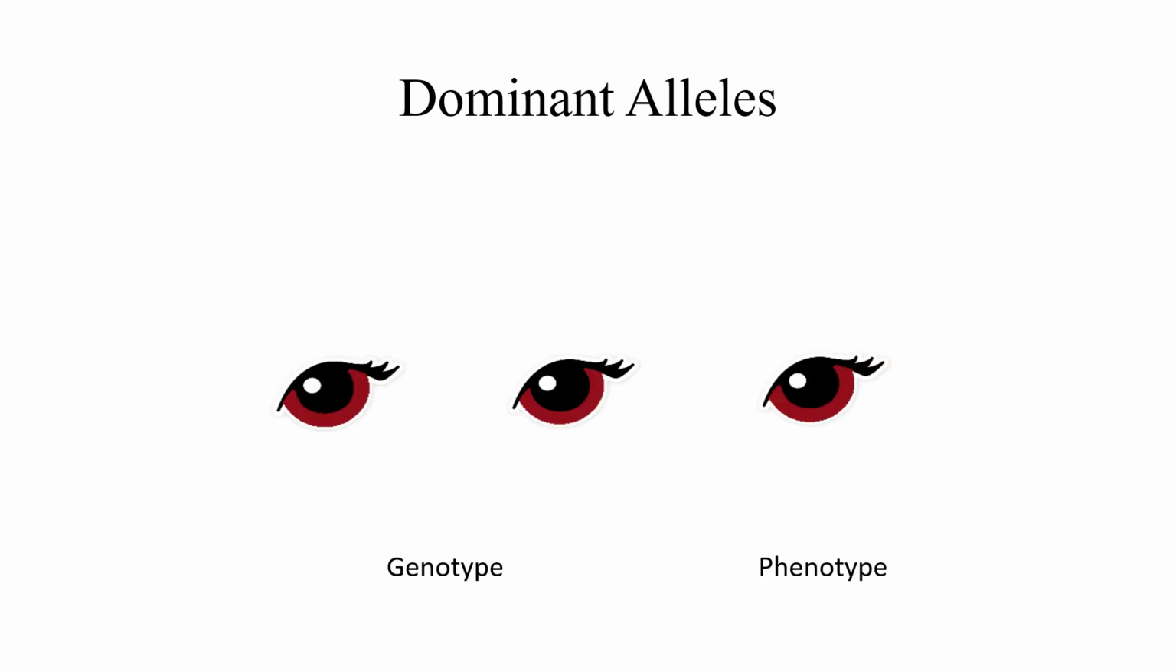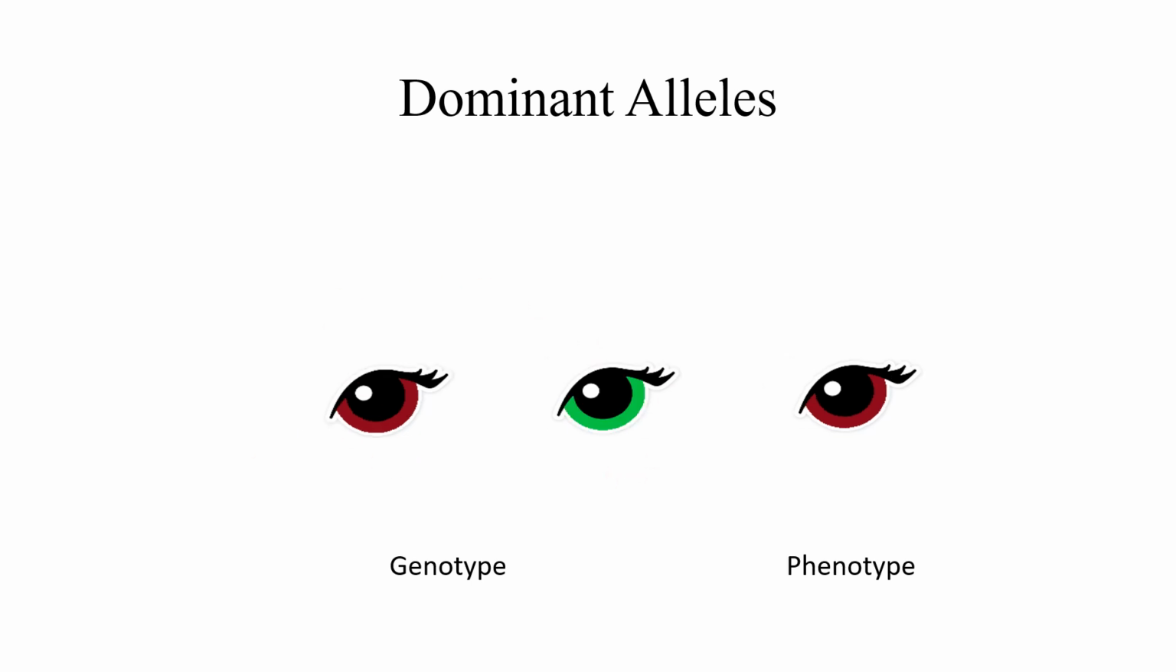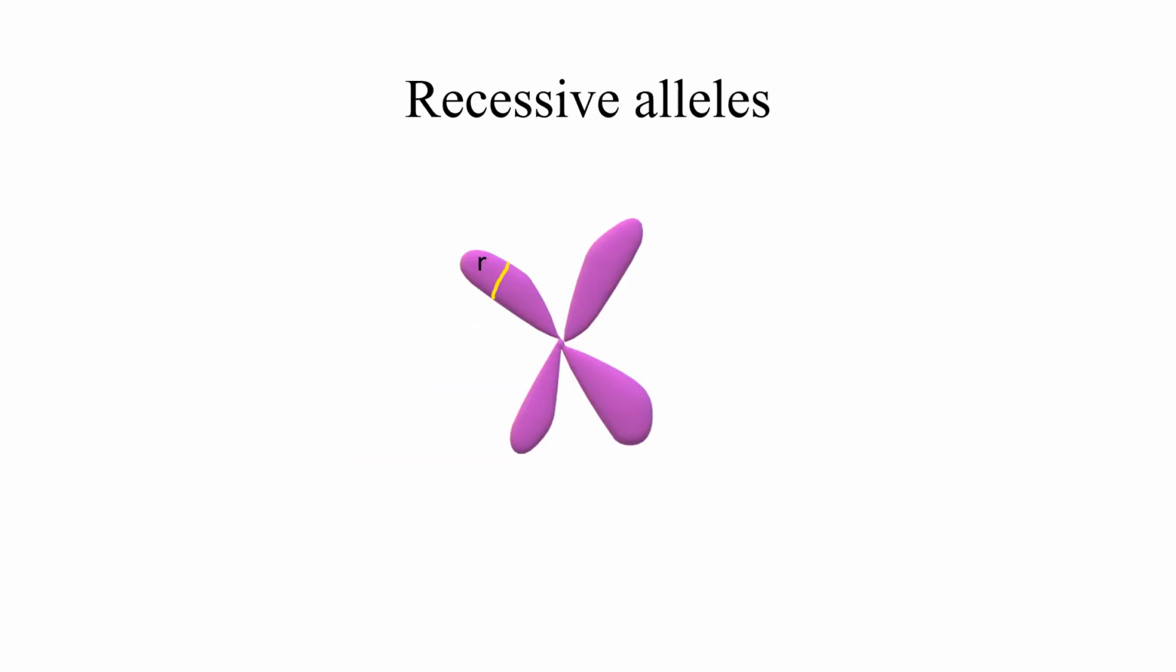Similarly, here we have another example of eye color. Let us suppose the gene for brown eyes is a dominant allele. So here we have only expression of brown eyes because only the gene coding for brown eyes is present. Here the organism has a heterozygous pair because the gene coding for green eyes is also present. But the phenotype is of brown color because the gene coding for brown eyes is dominant over the gene producing green eyes.